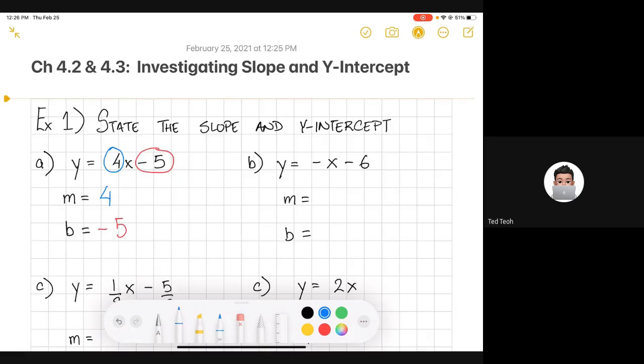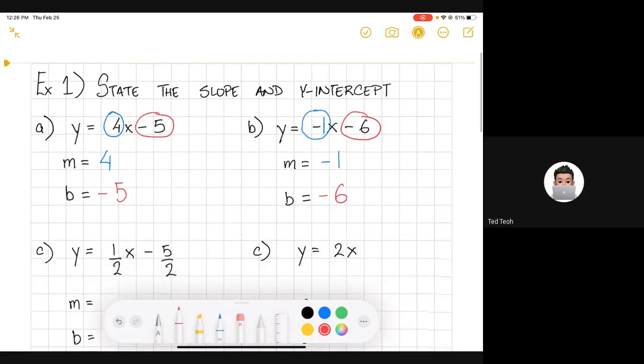Okay, let's look at question B. y equals negative x minus 6. Okay, this one you might think, oh, there's no number in front of x. But you have to think there's always an imaginary 1 when there's a letter by itself. So in this case, my slope is negative 1. And the number after x is negative 6, which represents my y-intercept.